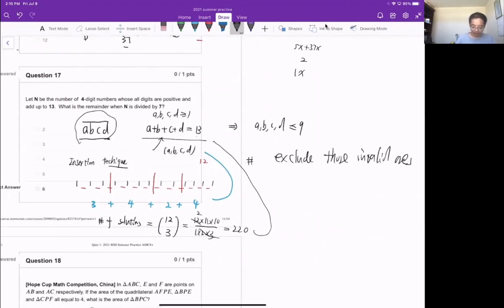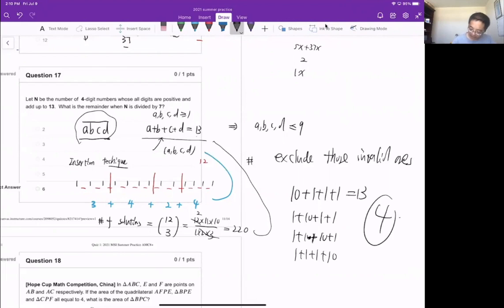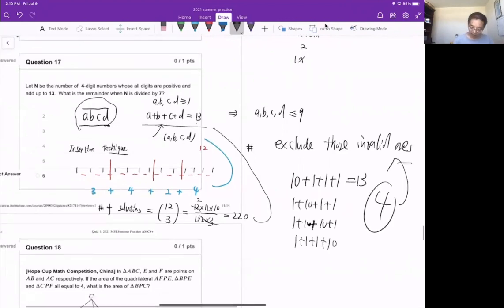What are those invalid ones? That means one of them is bigger than 9, right? And what we have is 10 plus 1 plus 1 plus 1 equals 13. Of course, we can also do 10 plus 1 plus 10 plus 1, and 1 plus 1 plus 1 plus 10. So we have 4 invalid ones. We have to exclude them.